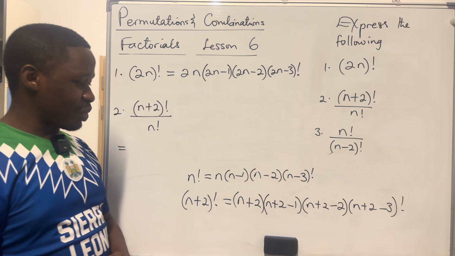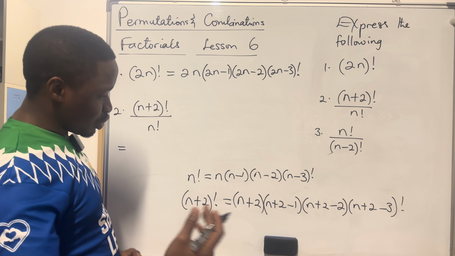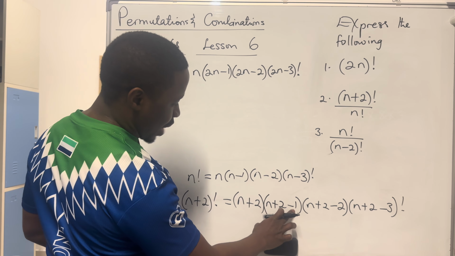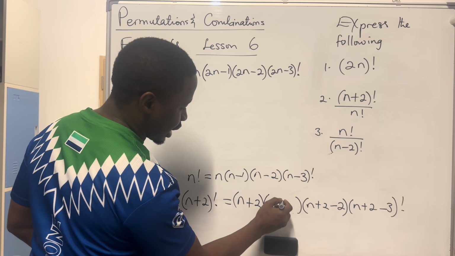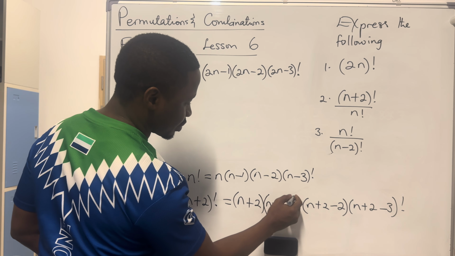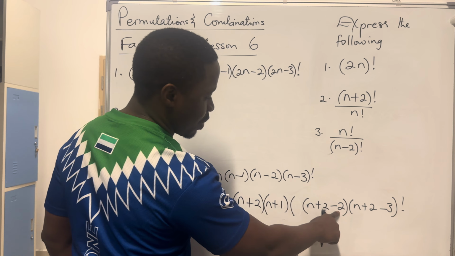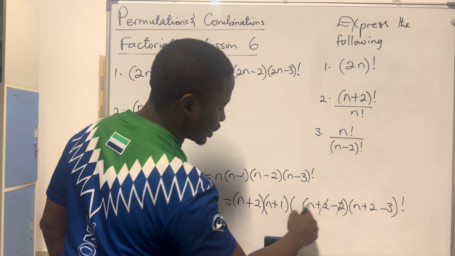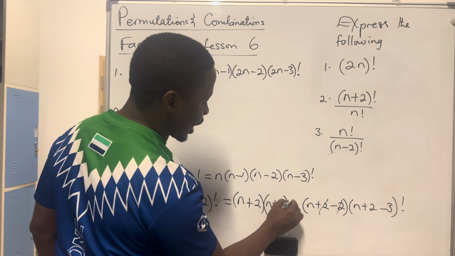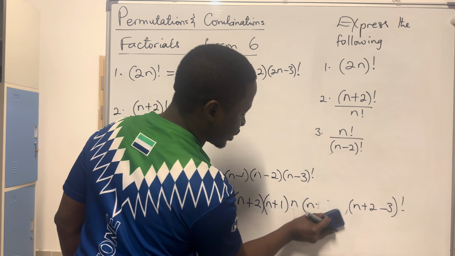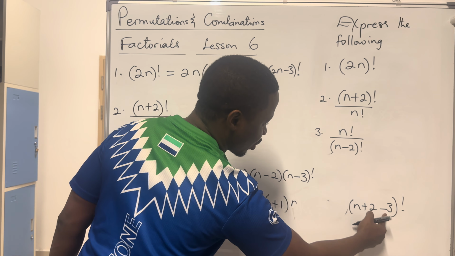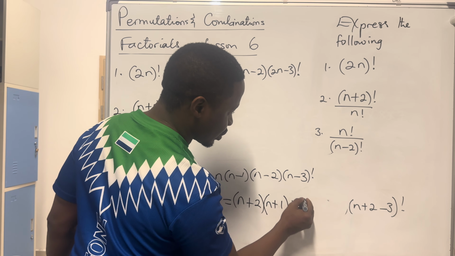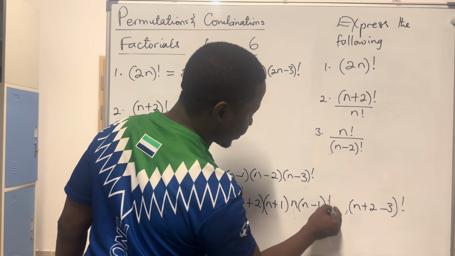I just want you to see something here. 2 minus 1 is 1. So it's like this is n plus 1 factorial. Minus 2: 2 minus 2 is 0. What remains? n. So it's like here is just n. I just hope you understand what I'm doing. Plus 2 minus 3 is minus 1. So it's like n minus 1 factorial.